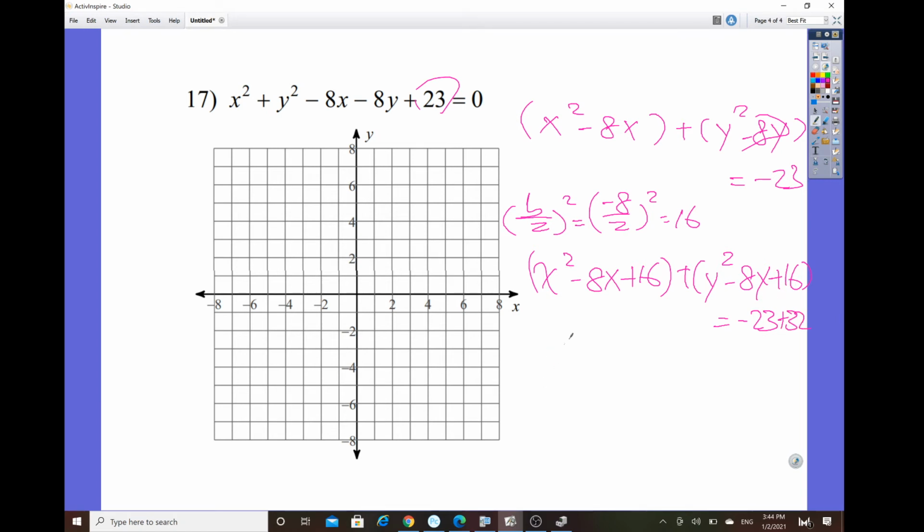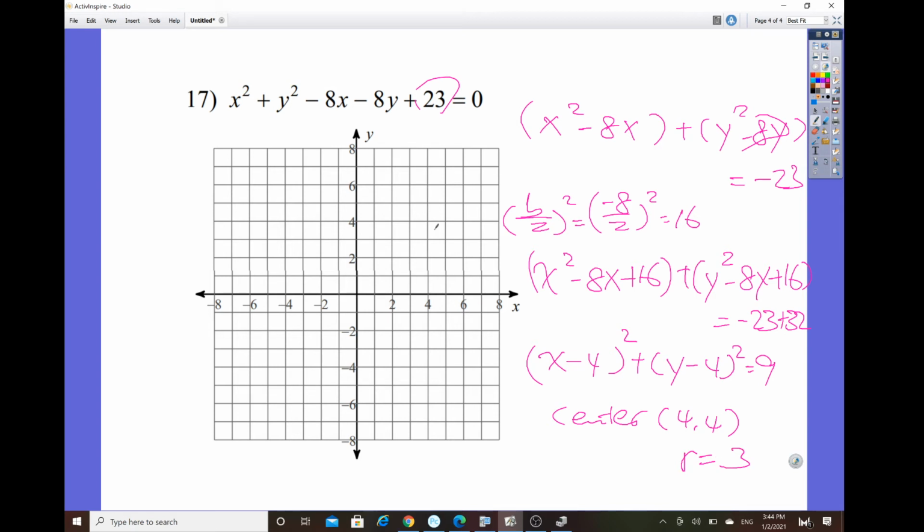And then try to factor it. So we do have x minus 4 quantity squared, and y minus 4 quantity squared. Negative 23 plus 32, let's see, that would be 9. Okay, so right here, the center is 4 comma 4, and then the radius is 3.